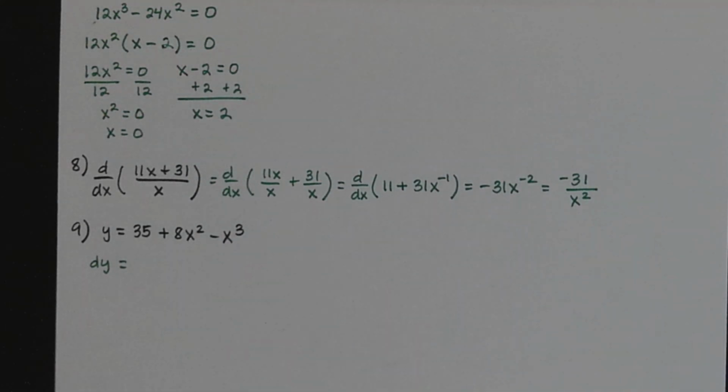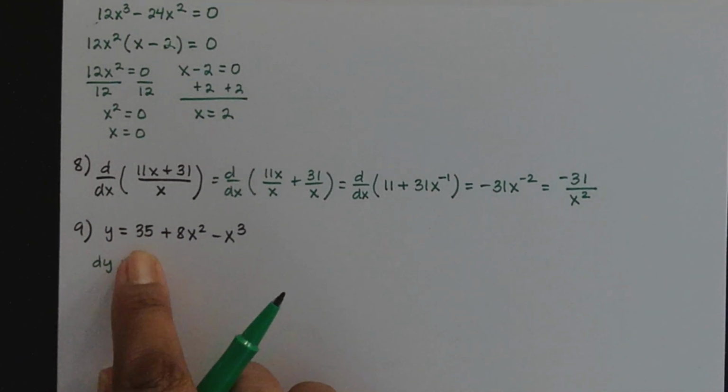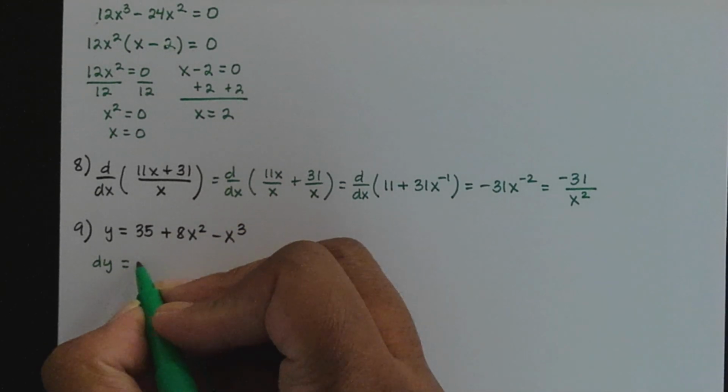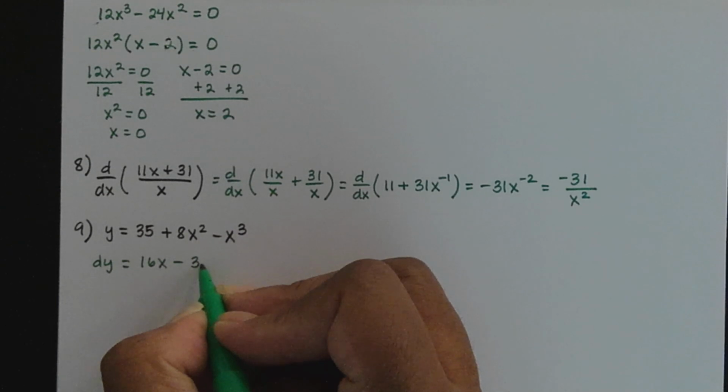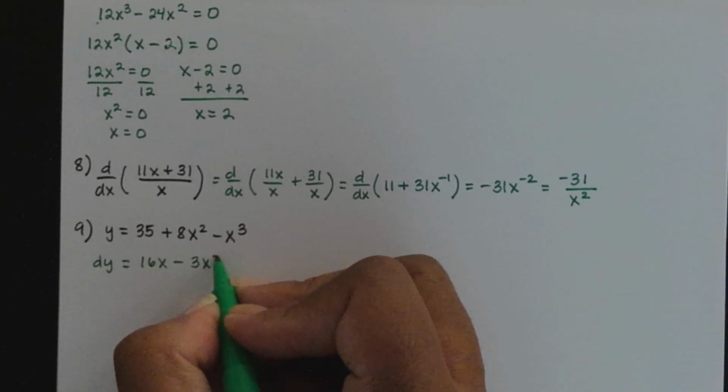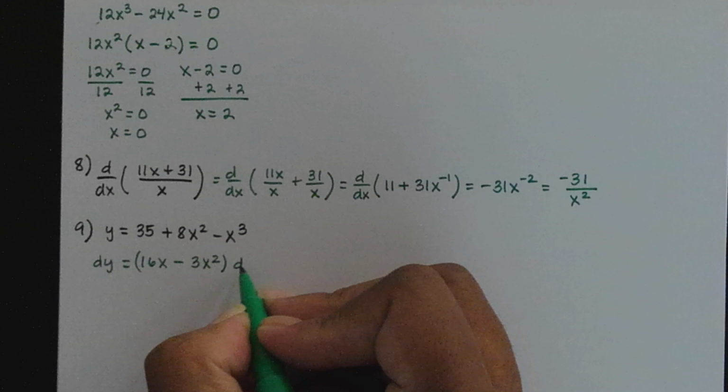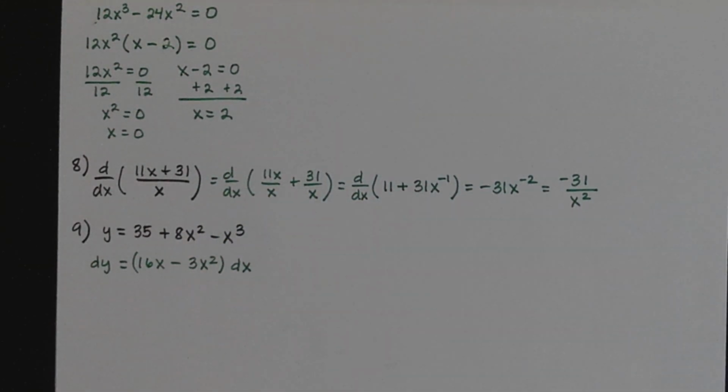Okay, so it's going to be dy equals whatever the derivative of that is, and then we add on the dx on the end. So the derivative of 35 will be 0. The derivative of 8x squared will be 16x, and then minus the derivative of x cubed, minus 3x squared. All of this will be in parentheses, and then we include dx. That's all there is to it. That's all they ask for. So on the exam, it'll just tell you use differentials to find dy, and this is how you would do that. Okay, questions on problem number 9.